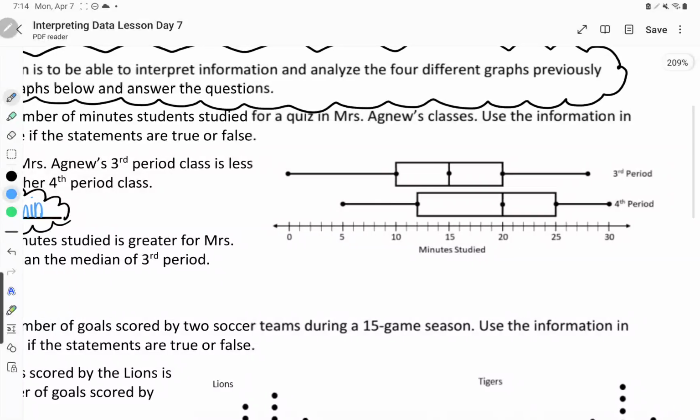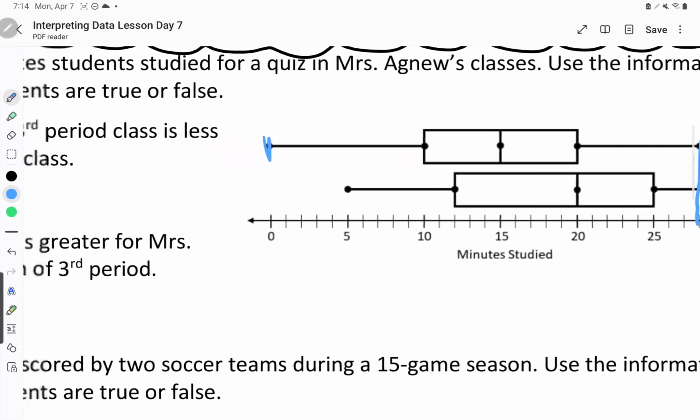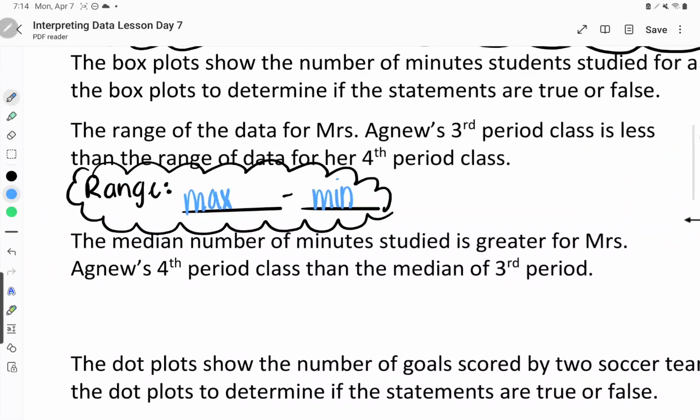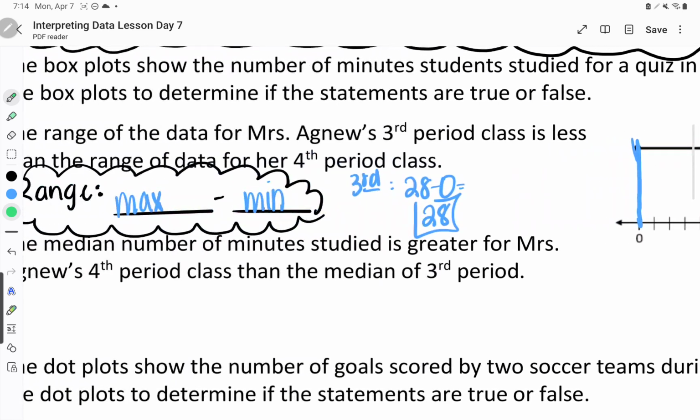So looking at these, how do you find the range for her third period? You'd subtract this side from this side. So for her third period, the range would be 28 because it drops down right there, minus 0 because it drops down right there. Then how would you find the range for her fourth period? For her fourth period, you'd just still do the maximum minus the minimum, which would be 30 minus 5. And that gives us 25.